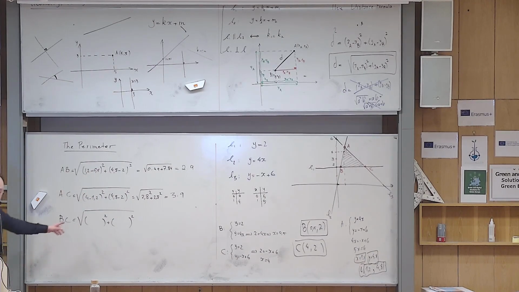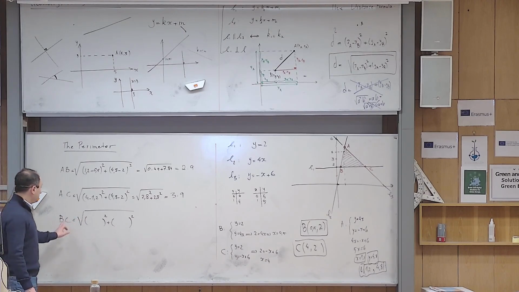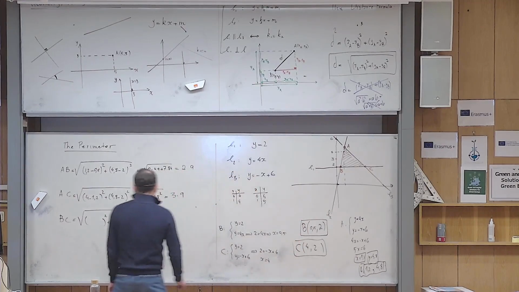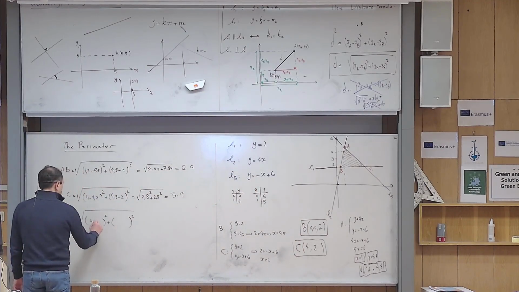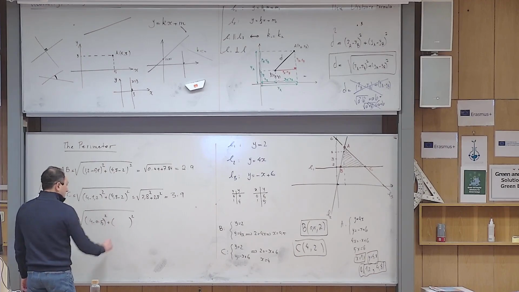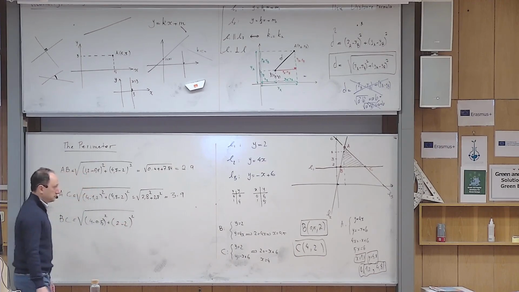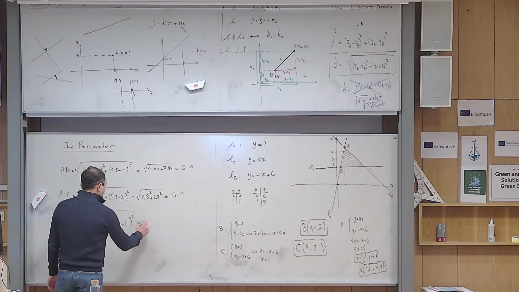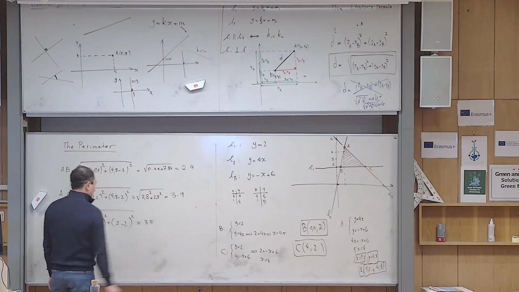And finally, this one, if I want to find it, this is the difference between B and C. B and C are these numbers. So 4 minus 0.5, and then 2 minus 2. So 2 minus 2 is 0. So the answer to this is simply 3.5.